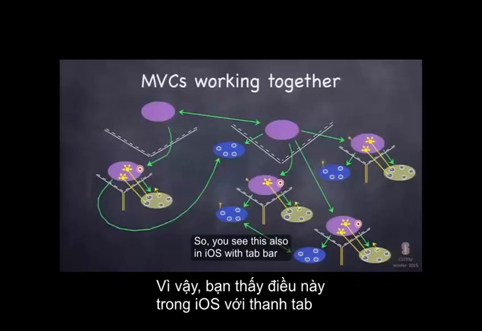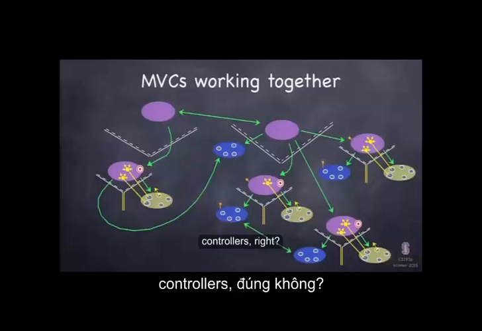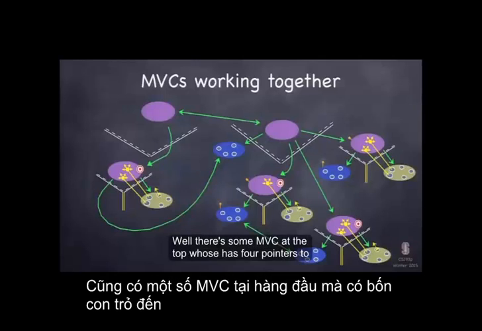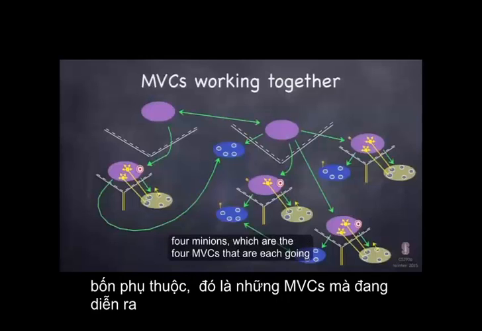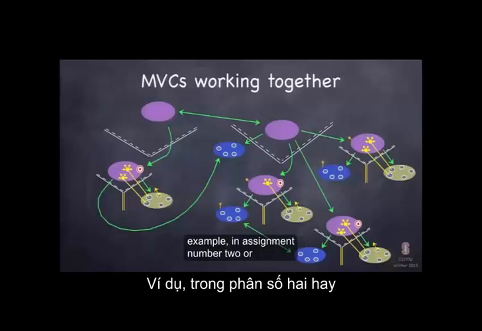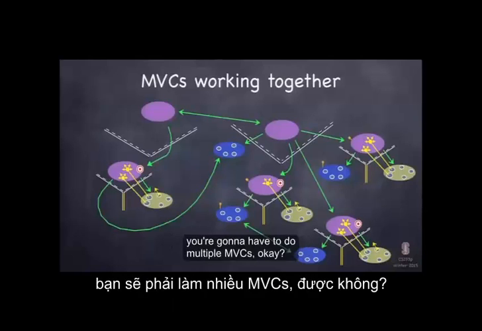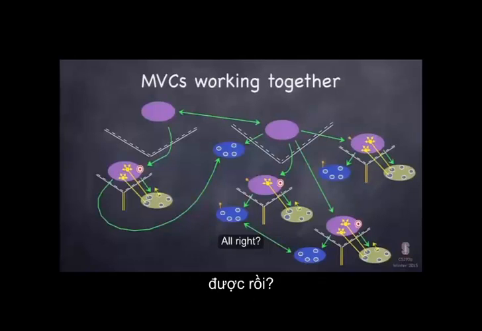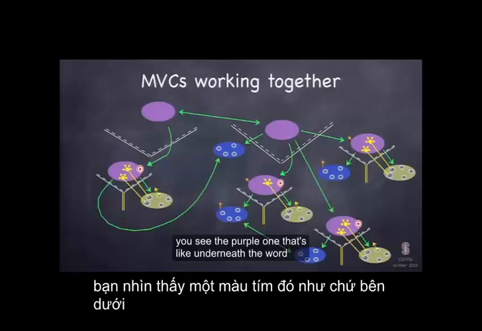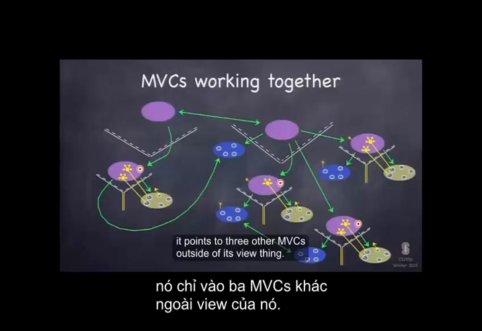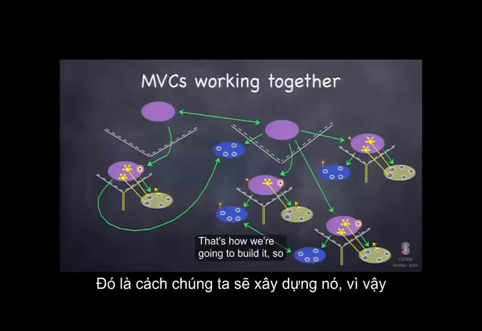Okay? So you see this also in iOS with tab bar controllers, right? You have the tab bar at the bottom might have 4 or 5 things you can choose. Well, there's some MVC at the top that has 4 pointers to 4 minions, which are the 4 MVCs that are each going to appear in a tab bar. Okay? And we'll be doing that, for example, in assignment number 2 or 3, where we'll be making a tab bar, and you're going to have to do multiple MVCs. Okay? So that basically results in a picture that looks kind of like this. All right? Where you got this MVC, and you see the purple one that's like underneath the word together there, and it points to 3 other MVCs outside of its view thing. Okay? That's how we're going to build this.